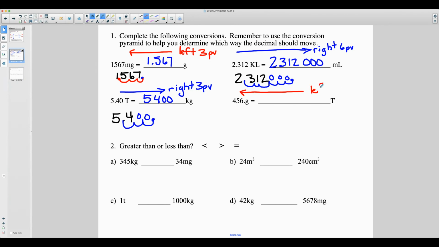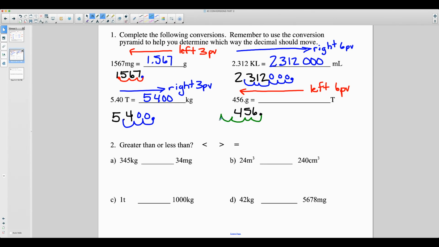And it will be 6 place values. So we start off with 456 grams, and we'll put our decimal in. And we're going to move it 6 place values. 1, 2, 3, 4, 5, 6. Put our new decimal and a 0 in front for good measure. Okay, and that would be our answer.